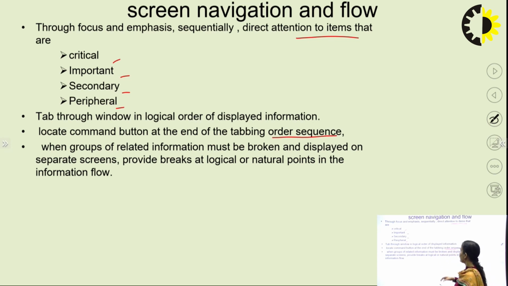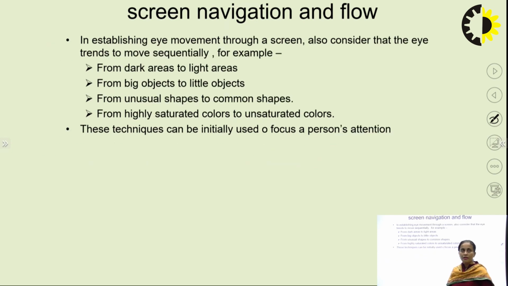So when groups of related information must be broken and displayed onto separate screens, we should provide breaks at logical and natural points in the information flow. In establishing the eye movement through a screen, we should also consider that the eye tends to move sequentially. For example, from dark areas to light areas, from big objects to little objects, from unusual shapes to common shapes, and from highly saturated colors to unsaturated colors. These techniques can initially be used to focus the person's attention.